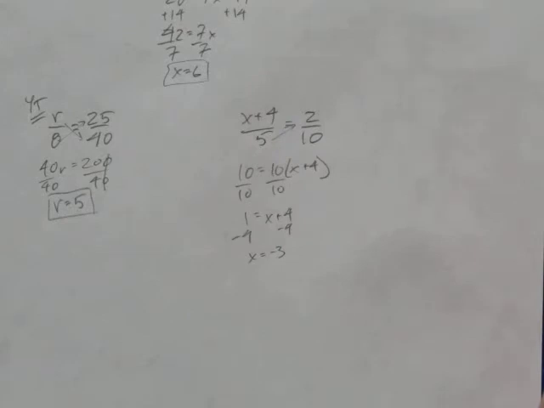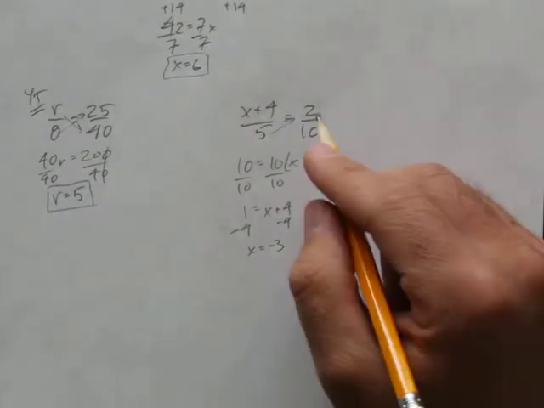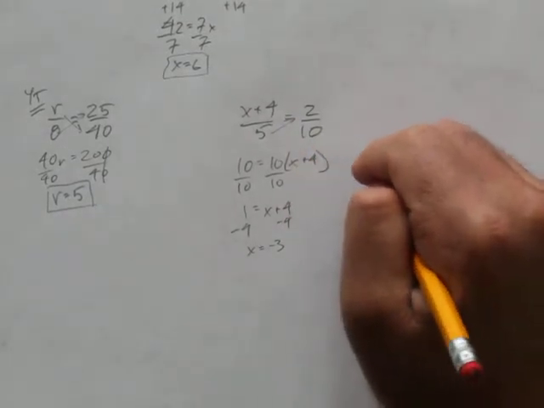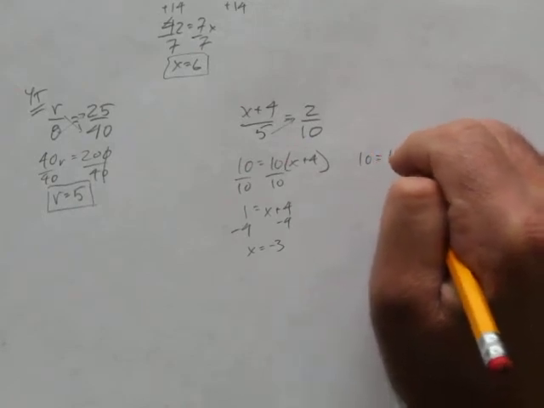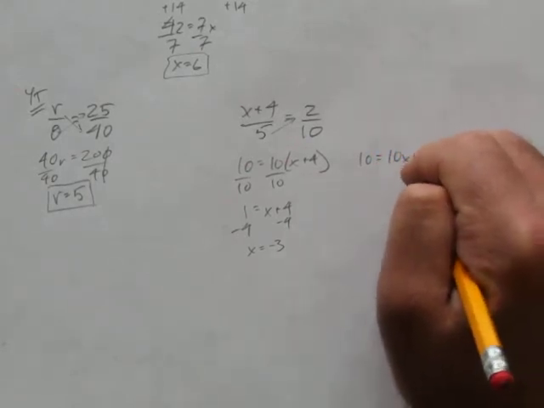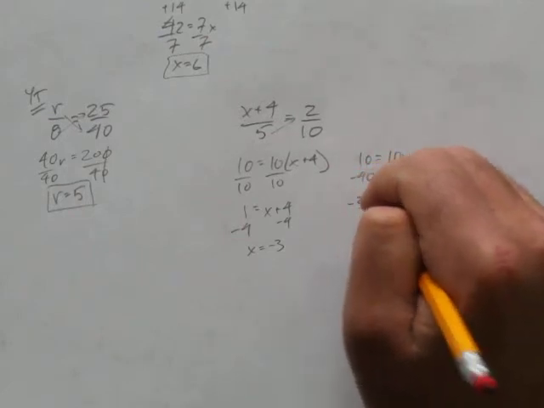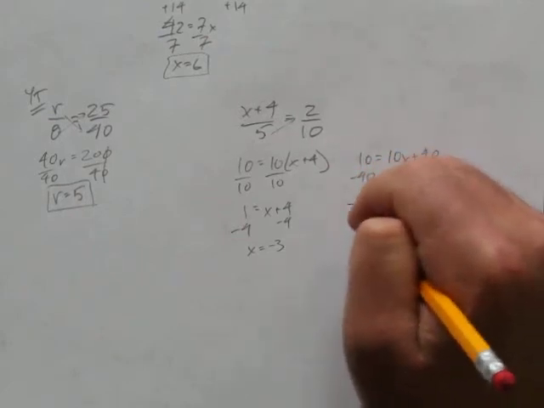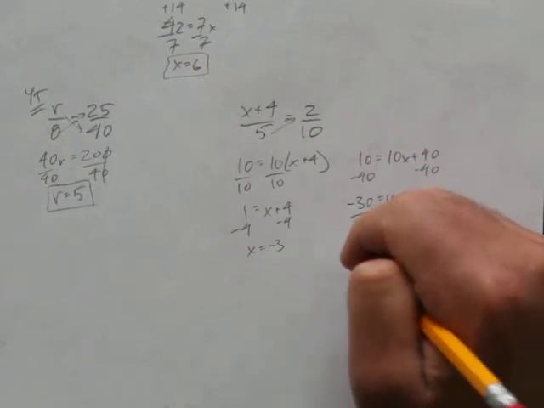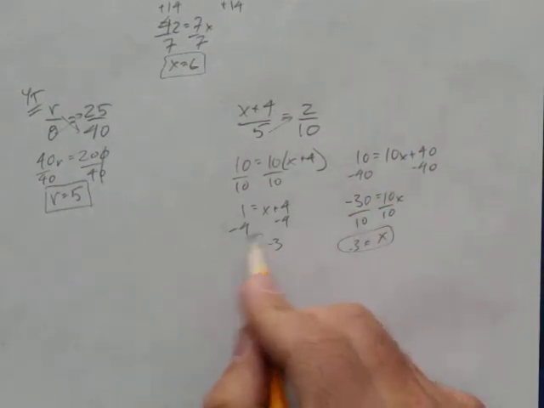Let's distribute it first here. Let's try that out. 10 equals 10x plus 40. All right, subtract 40 from both sides. 10 minus 40 is negative 30 equals 10x. Divide by 10, divide by 10. X equals negative 3. Look, I got the same answer either way.